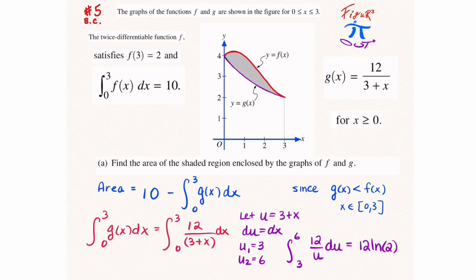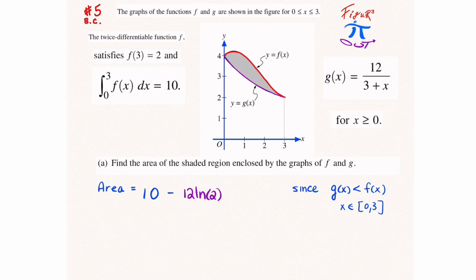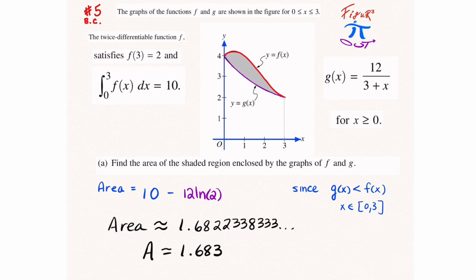Alright, so part A, we have found the area, and we can evaluate that using a decimal approximation. The area is approximately 1.682233, or 1.683.